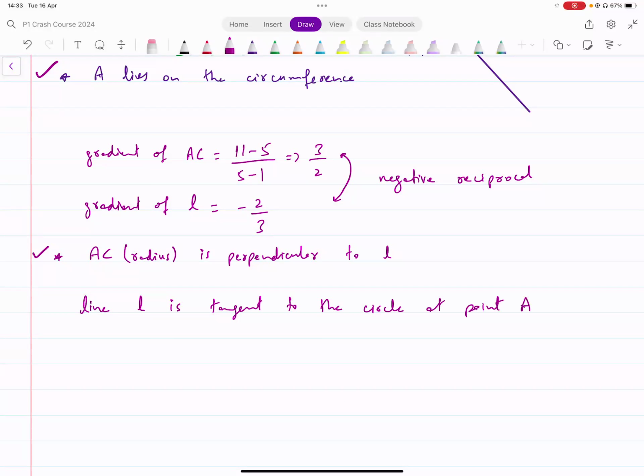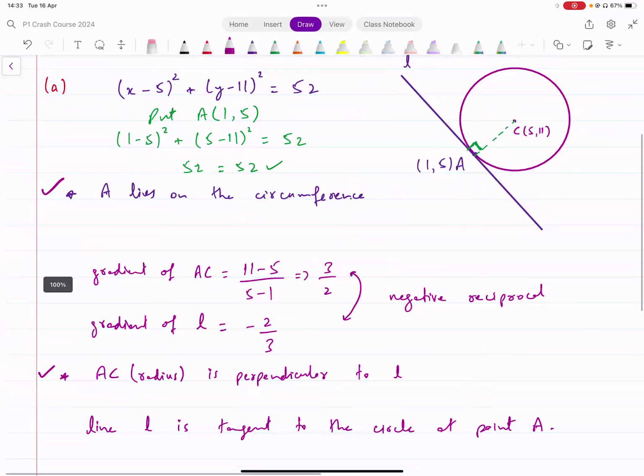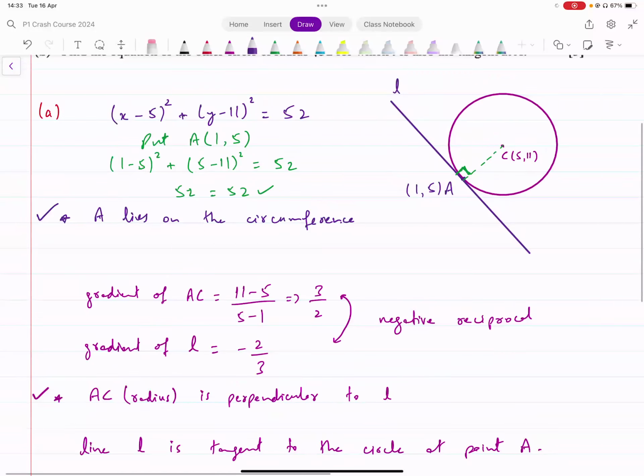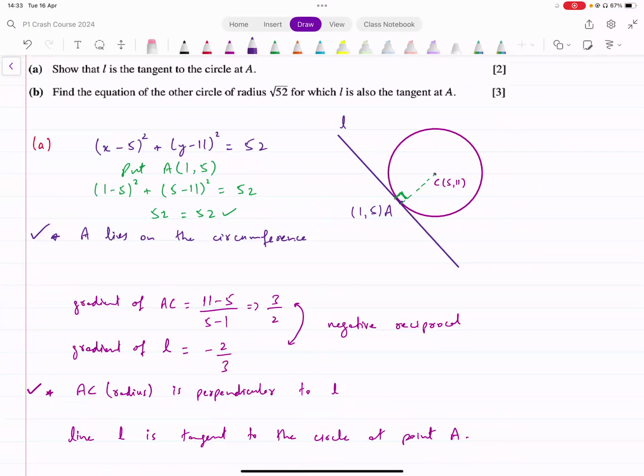At the point A. So in order to prove that a line is a tangent to the circle, you need to do two things. Number one, you need to prove that it touches the circle, just like this. In this case, we proved that A lies on the circumference. And the second thing, that the radius is perpendicular to the tangent. Both of these things have to be shown, and that together proves that the line is a tangent to the circle. Is this point clear to everyone? Make sense? Yes, sir. Okay.